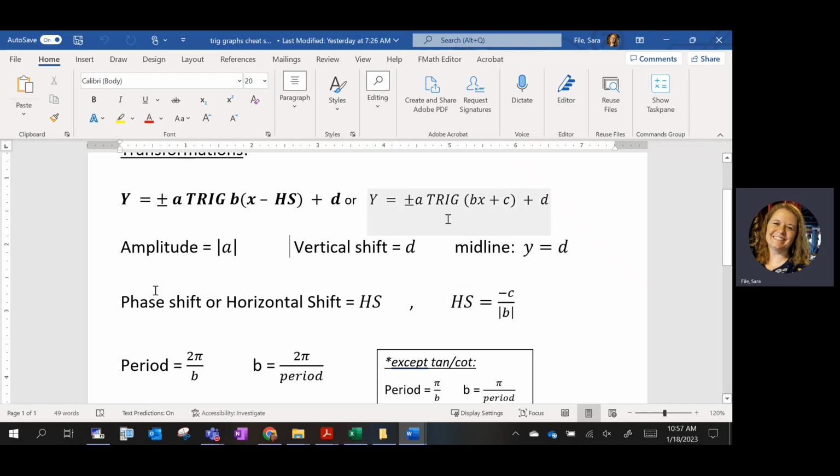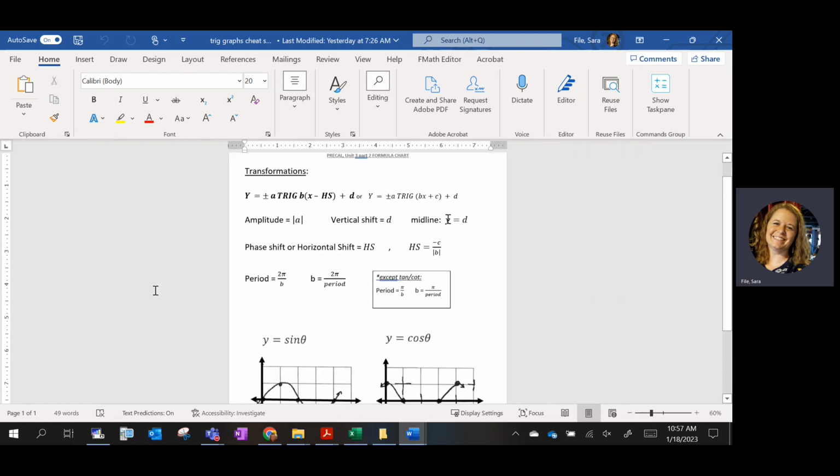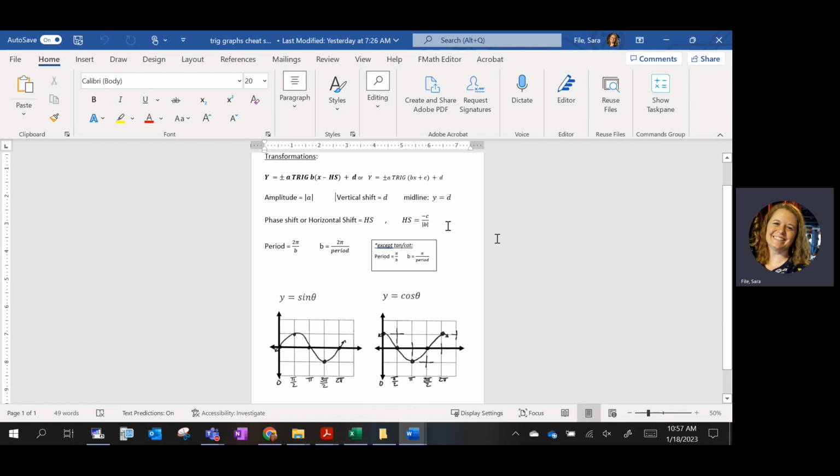Okay, so this is actually a formula chart that we put together, and you're going to get to use this. You will have this on the test tomorrow. So it has the format of the equation with what the A, D, C, and B are used for. Okay, reminder that your period's 2 pi divided by B, your B's 2 pi divided by the period, depending which direction you're needing to go.